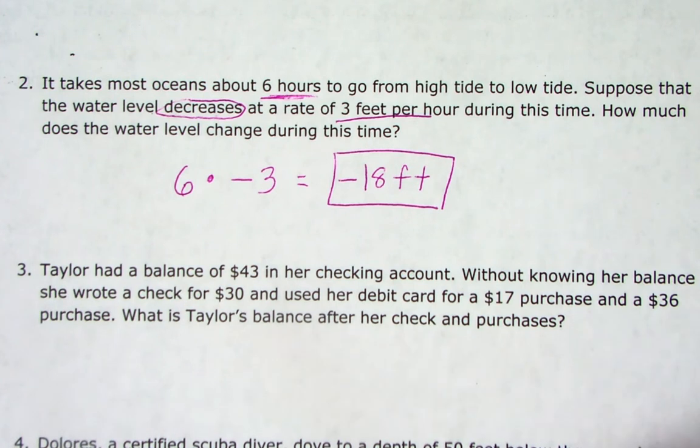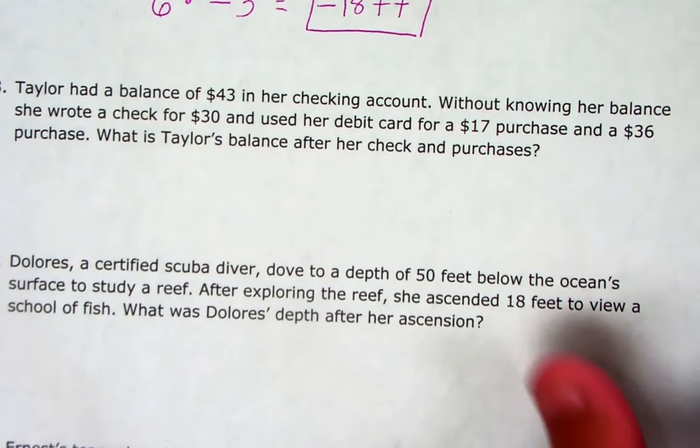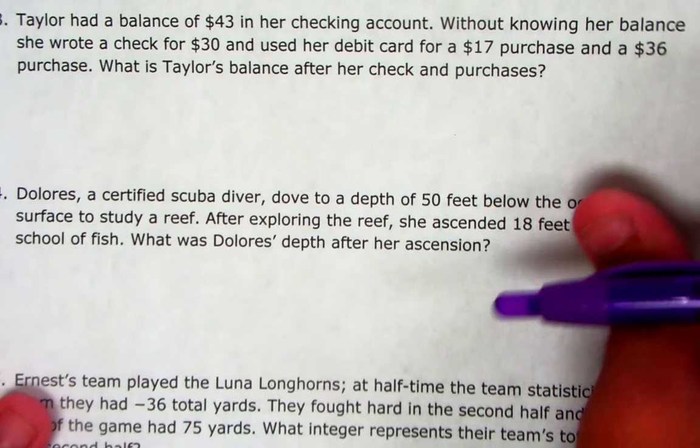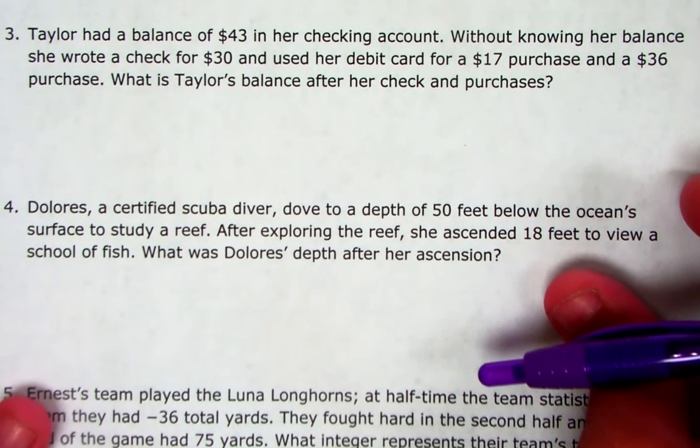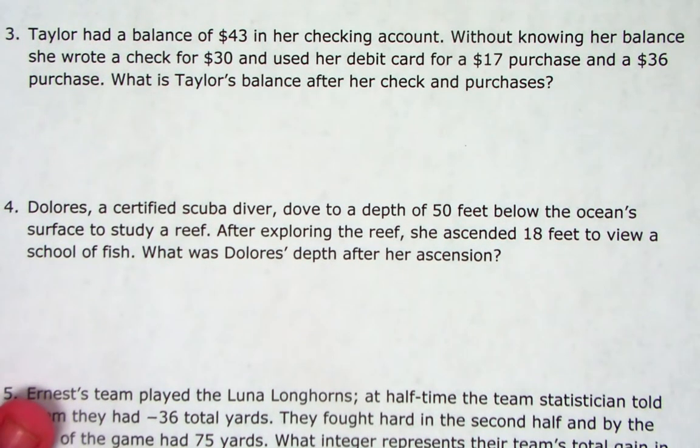Right. Let's look at number 3. Here we're talking about money, which is what we all use every single day of our lives. Number 3 says Taylor had a balance of $43 in her checking account. Without knowing her balance, she wrote a check for $30 and used her debit card for a $17 purchase and a $36 purchase. What is Taylor's balance after her check and purchases?